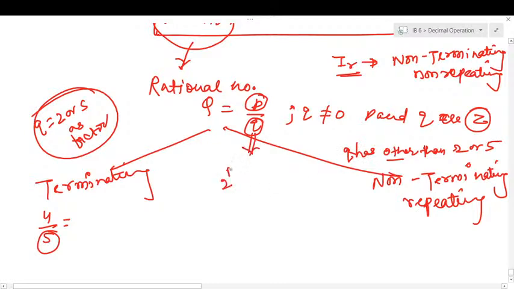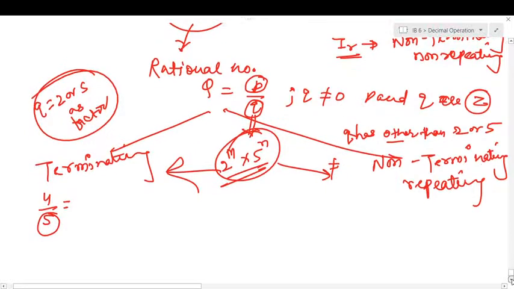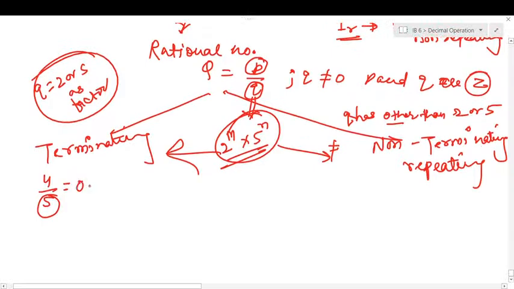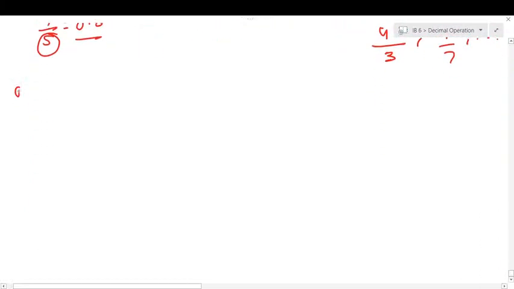I have also told you the form 2 raised to the power m, 5 raised to the power n should be the form for terminating and should not be this form for non-terminating. Okay. And can you find out this terminating value? It's 0.8. If my number has something other than 5, 2, like 4 over 3, like 1 over 7, they are going to be non-terminating but repeating. Got it? Yes, sir. And now I will ask you some question.